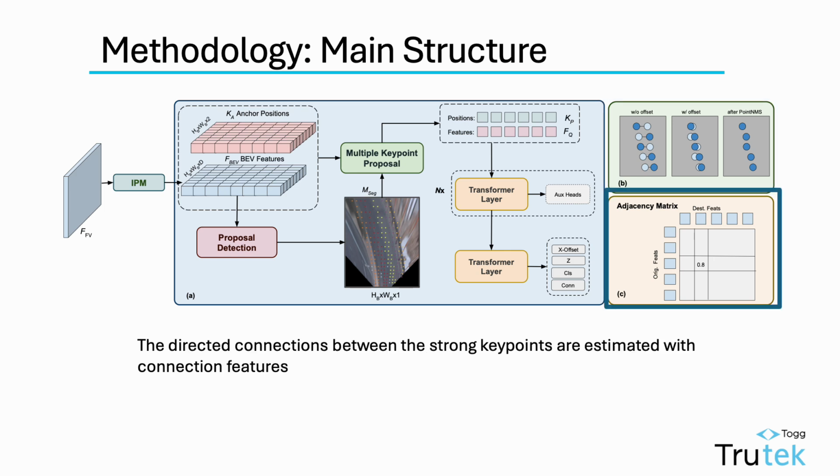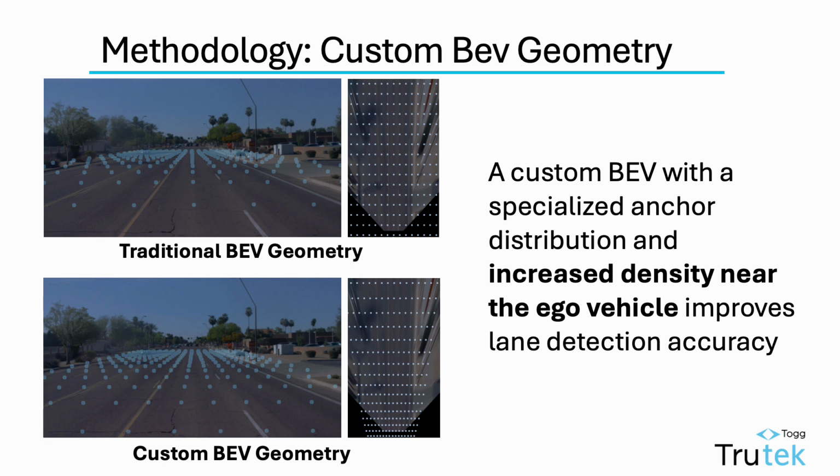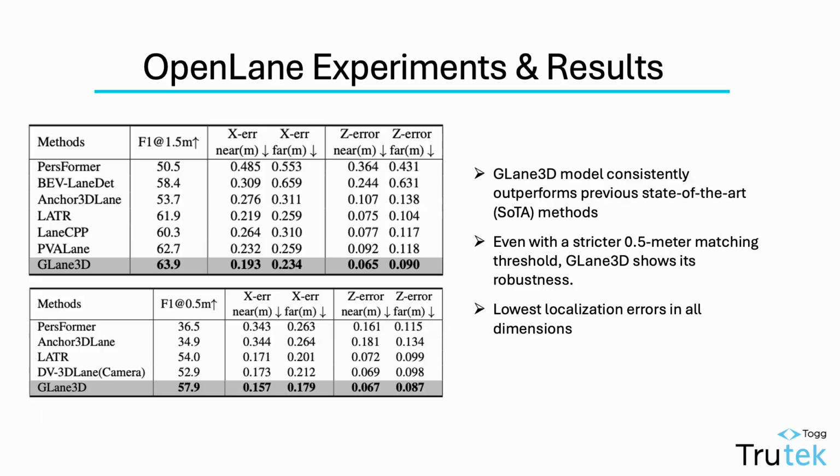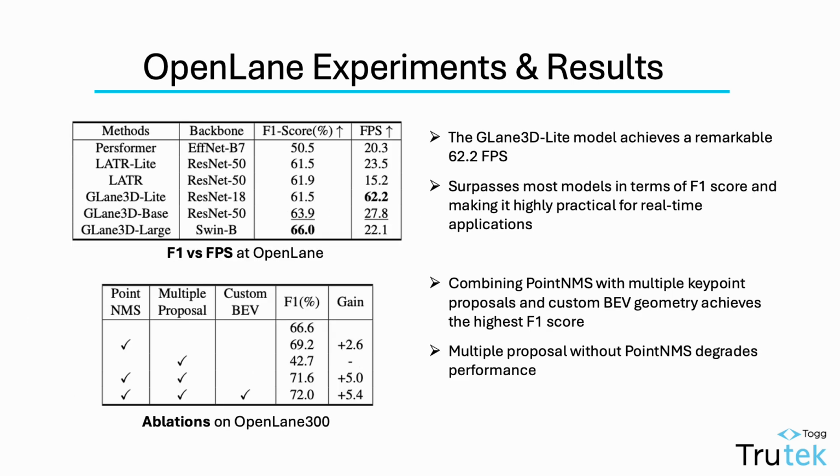We also use a custom BEV geometry, a specialized anchor distribution, and increased density near the ego vehicle to improve lane detection accuracy. In our OpenLane experiments and results, the GLane3D model consistently outperforms previous state-of-the-art methods. Even with a stricter 0.5 meter matching threshold, GLane3D shows its robustness and achieves the lowest localization errors in all dimensions. When the F1 versus FPS table is examined, the GLane3D Lite model achieves a remarkable 62.2 FPS, surpassing most models in terms of F1 score, making it highly practical for real-time applications.